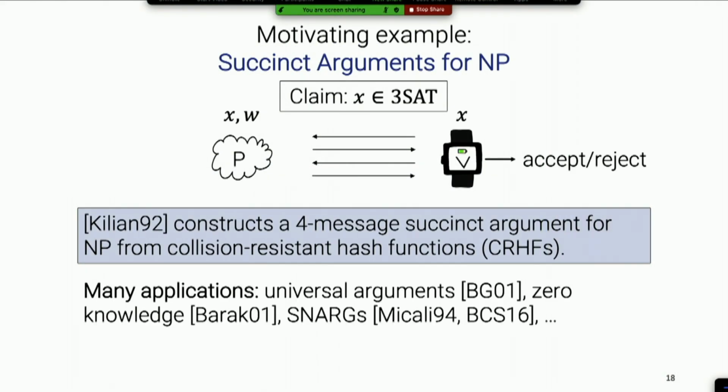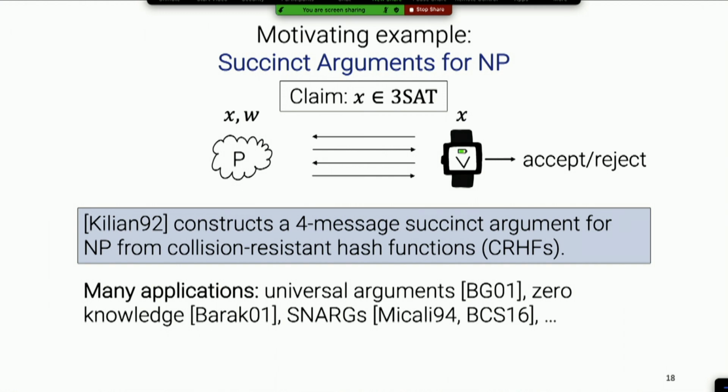And this has many, many applications, both in theory and in practice. So theory applications like universal arguments and zero knowledge, but it's also made its way over to practice. So you've heard of SNARKs, ZK SNARKs, things like that in blockchain. Succinctness is really important, and that really came out of this idea of Killian.